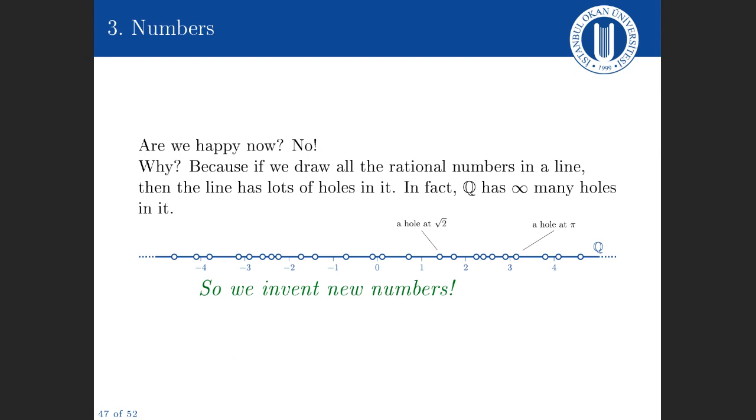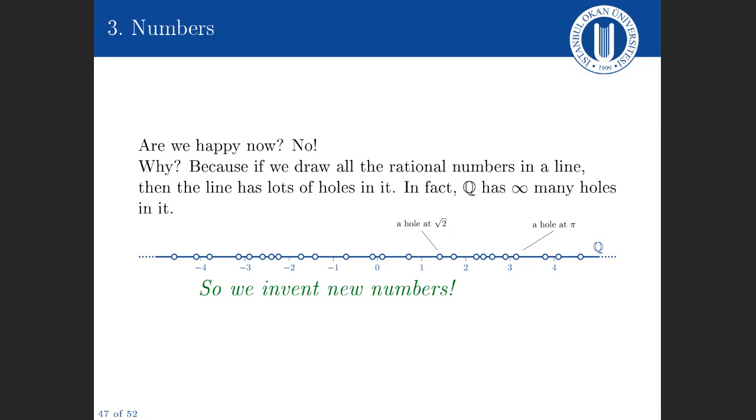So we ask, are we happy now? Do we have enough numbers to be able to do mathematics? And the answer is no. Why are we not happy? We're not happy because Q has holes in it. What I mean is, if we try to draw a picture of Q, then we would have all of the numbers drawn in a line, but the line would have lots of holes in it.